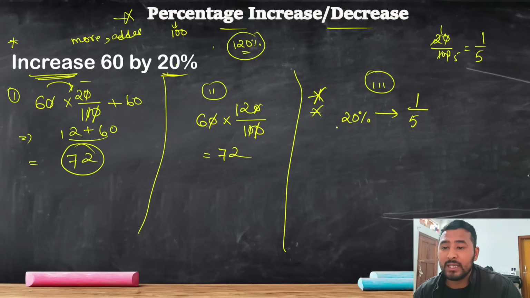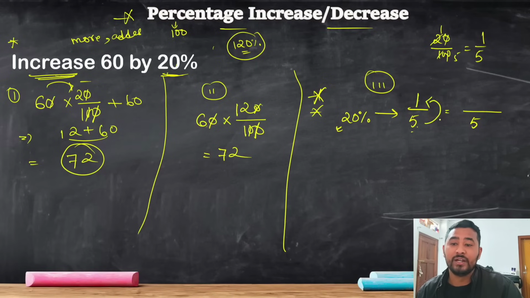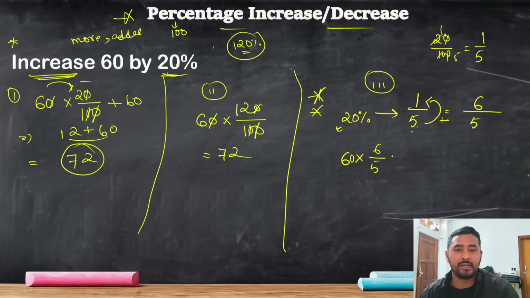Now, when we're talking about increase, more added, what we will do is, we'll keep the denominator the same, 5 only. But the numerator will change. See, what you will do, you'll add this 5 plus 1. If it is talking about increase, this will come as 6 by 5. So now this increase of 60 by 20% can be written as 60 into 6 by 5 directly. Okay, when you cancel, 5 into 12 is 60, you'll get 72.